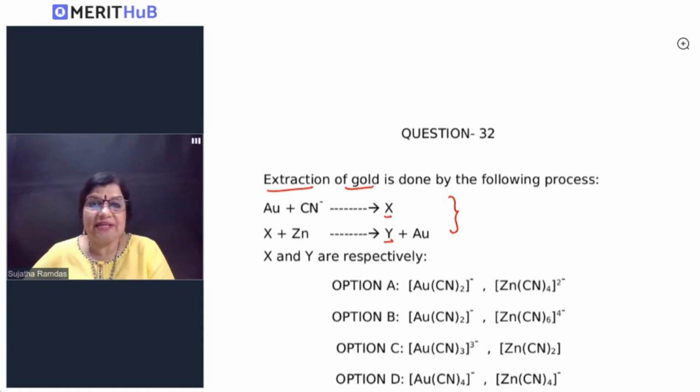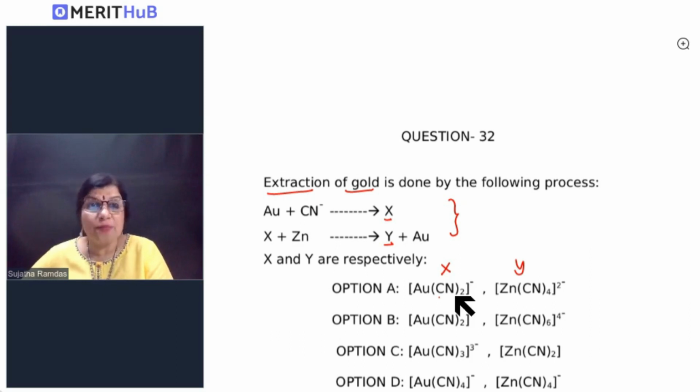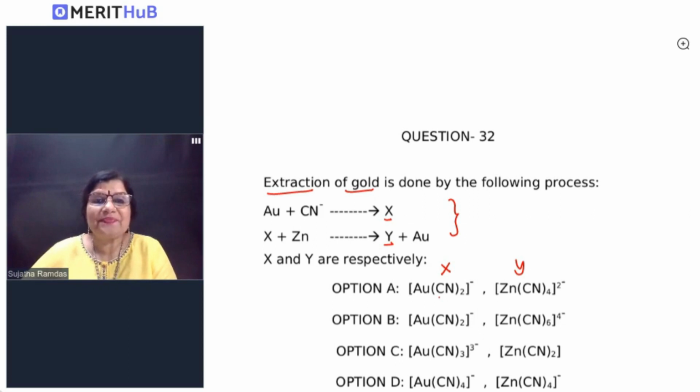4 options have been given. So, you have to choose the correct identities of X and Y. So, X would be the first one, this would be X and this would be Y. So you have to identify the correct formulae of X and Y from any of these 4 options. Okay, now just have a look at the 2 equations given here.